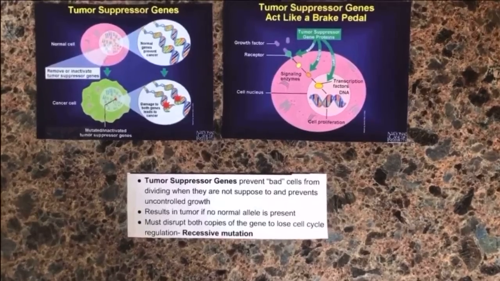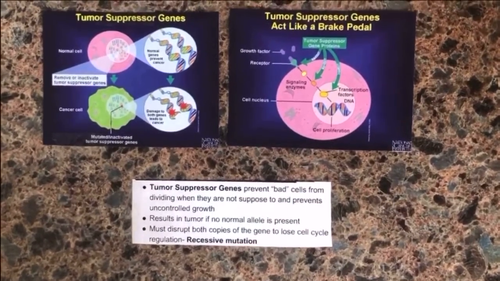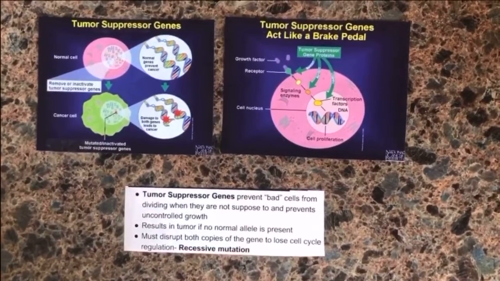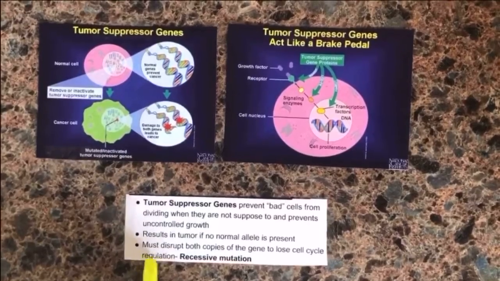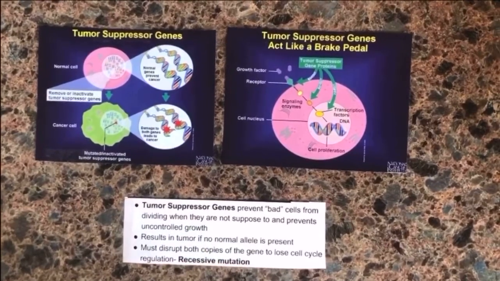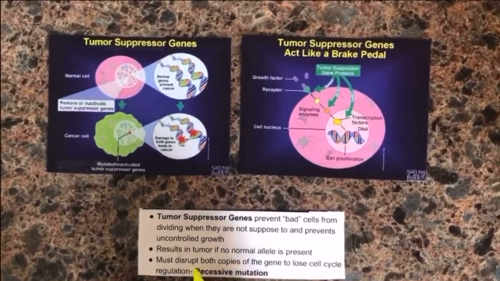In this video, I'll be discussing throat cancer in a species of dragons that may be caused by a tumor suppressor or proto-oncogene. Tumor suppressor genes prevent bad cells from dividing when they are not supposed to and prevent uncontrolled growth. It results in a tumor if no normal allele is present, but it must disrupt both copies of the gene to lose cell cycle regulation. This is a recessive mutation.